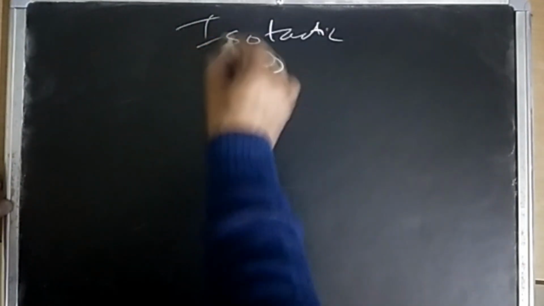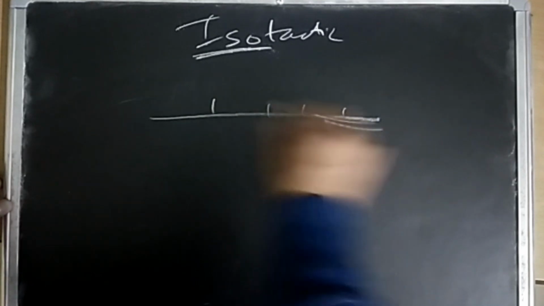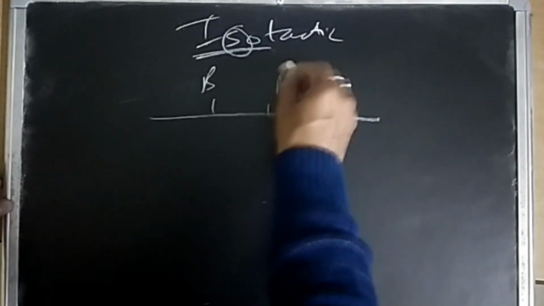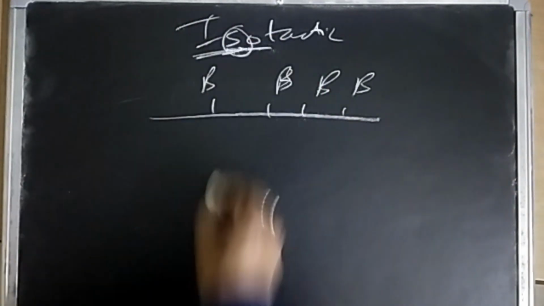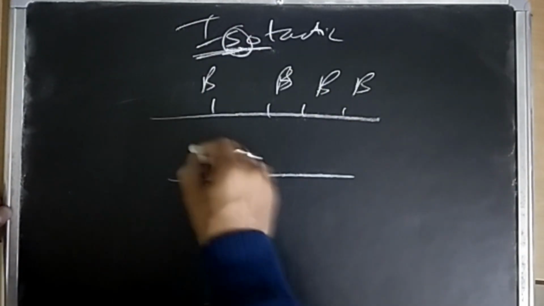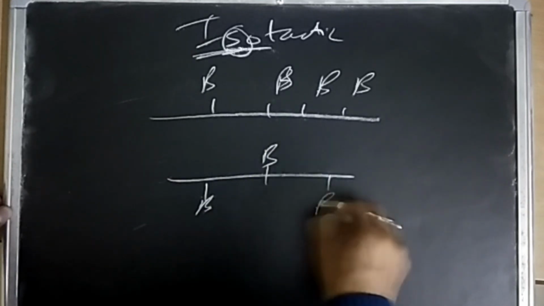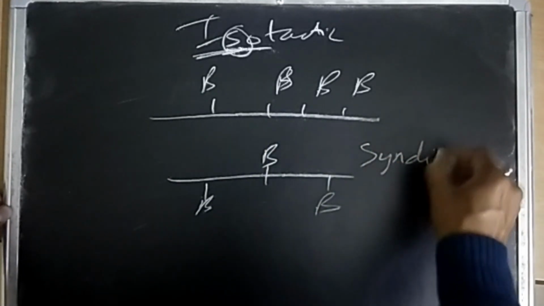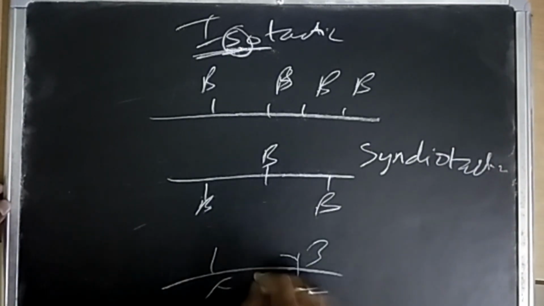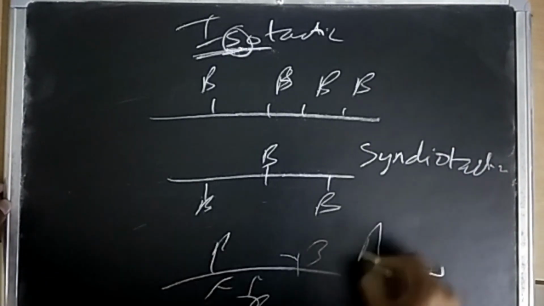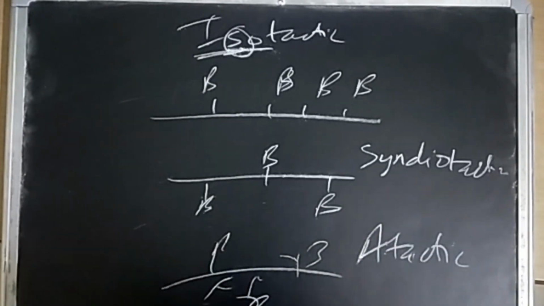And next we have isotactic. Iso means they are on the same side. So let's say this is a polymer and B is some compound, it's on the same side, iso. If it is alternate, it is syndiotactic. And if it is just random anywhere, then it is atactic, syndiotactic, and isotactic.